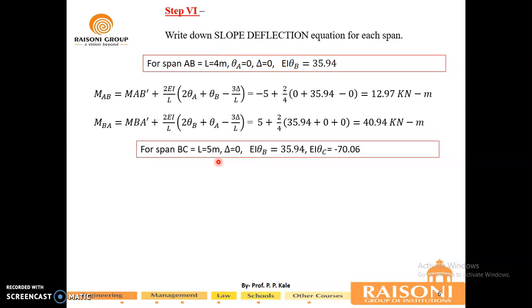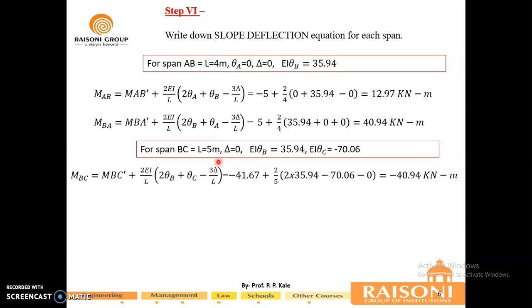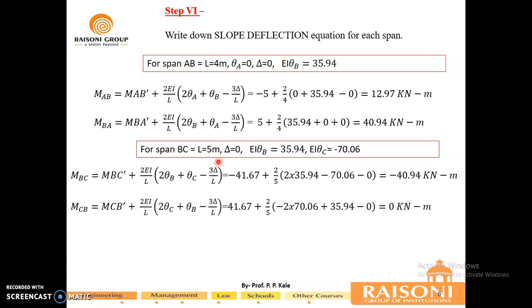Generally there are two slope deflection equations formulated for each span. So there is span AB and span BC. For span BC, the length will be 5 meter. There is no deflection given, so delta equal to 0. EI theta B will be 35.94 and EI theta C will be minus 70.06. So from that you will get MBC and MCB.